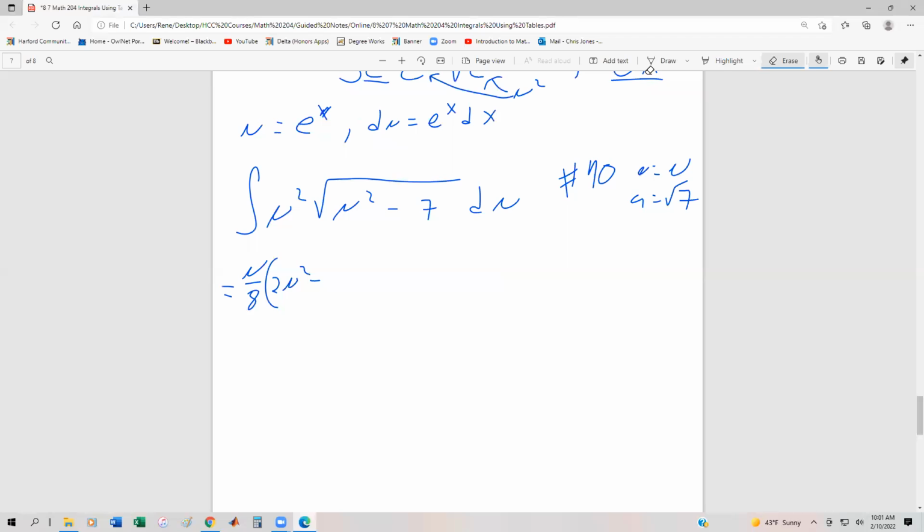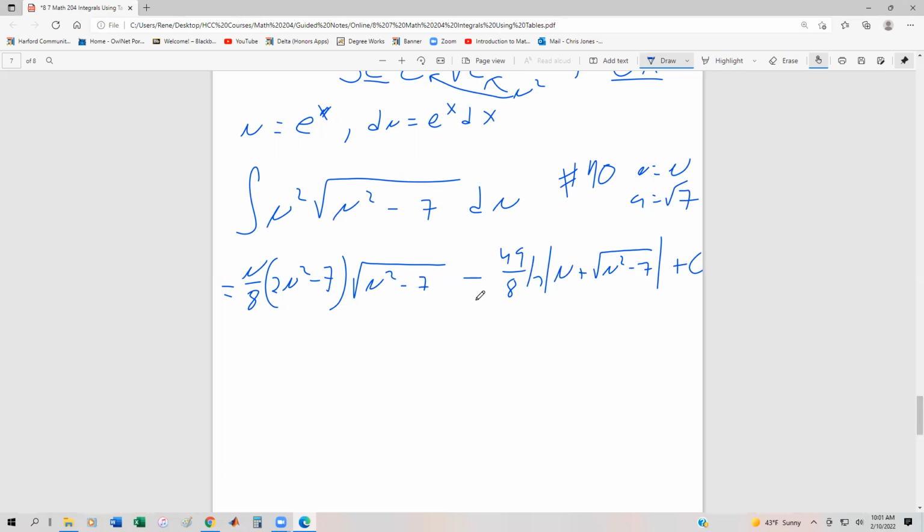And then multiplied by square root of u squared minus a squared. That's u squared minus 7, right? Minus a to the 4th, so that's going to be 49 for a to the 4th over 8, natural log absolute value of u plus the square root of u squared minus a squared. And then we have a plus C for our constant of integration.